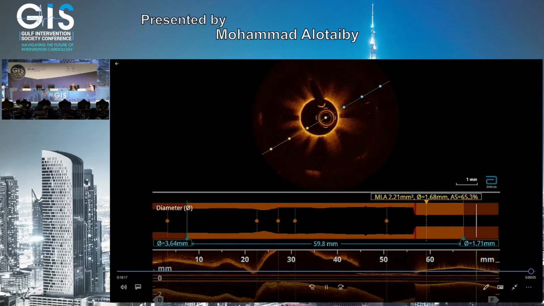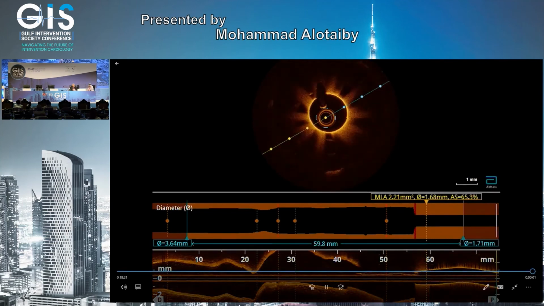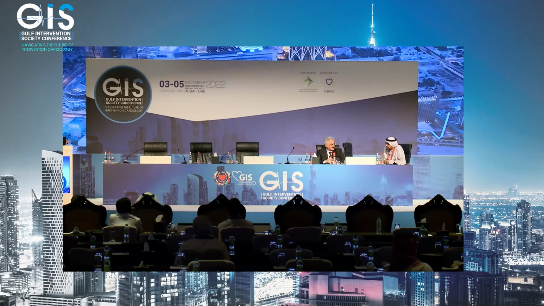Right, the acronym of MLD MAX: pre-PCI OCT, you prepare your lesion by knowing the morphology, length, diameter. Then post-PCI OCT, look at the MAX, which is medial dissection, expansion and apposition.